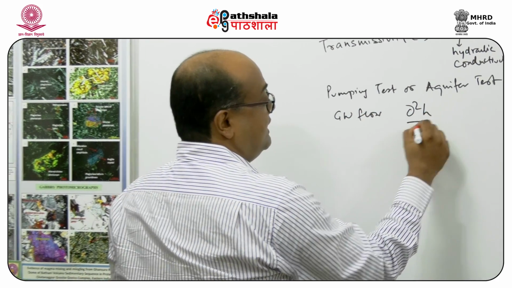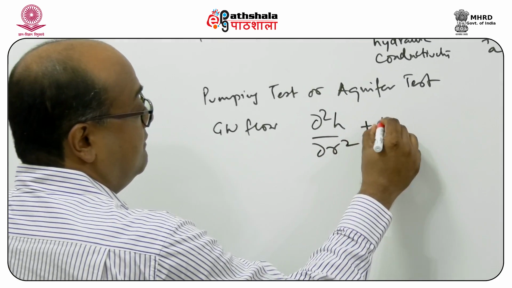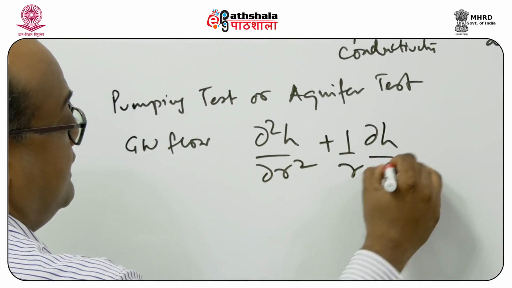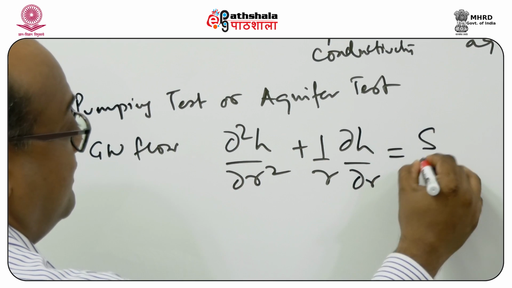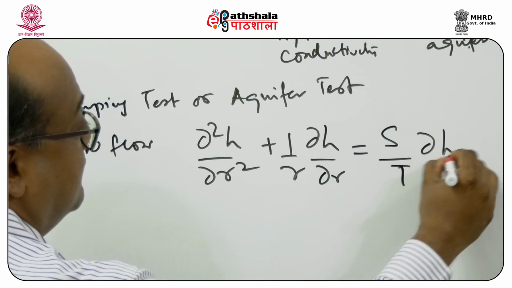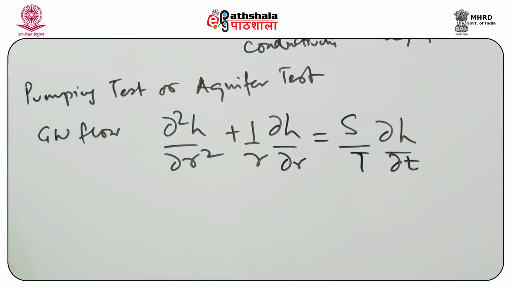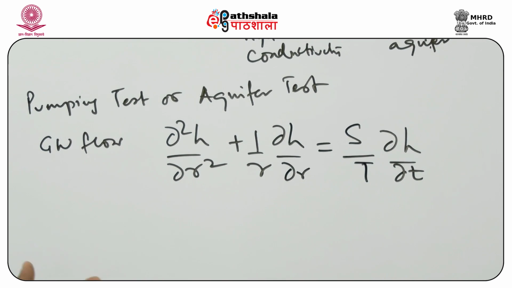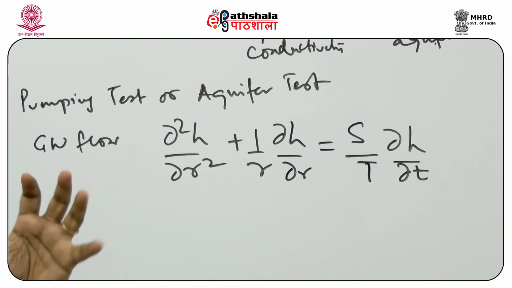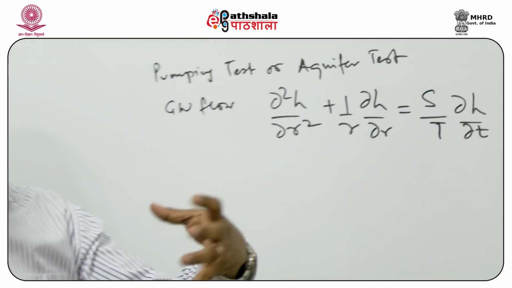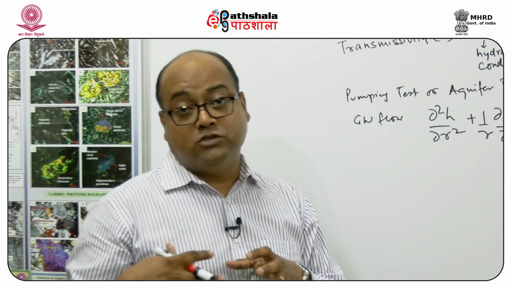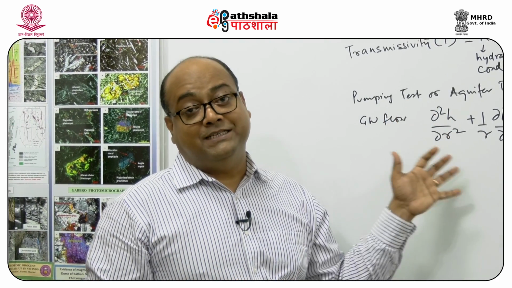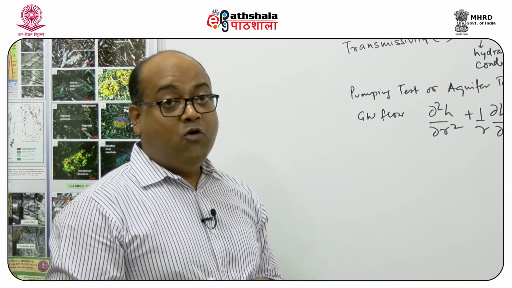It is d2h/dr² + (1/r) dh/dr = (S/T) dh/dt. This is the equation of groundwater flow in radial coordinates, because as I said, the flow of groundwater is basically like the spokes of a wheel, so it is better represented in radial coordinates. Now, what is the solution?